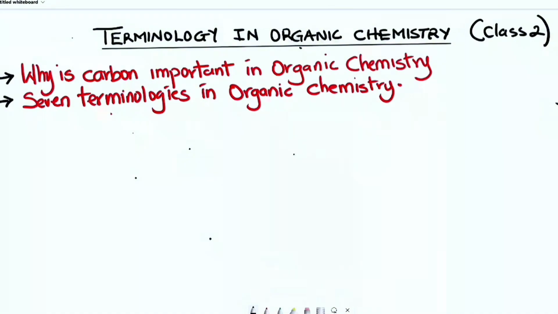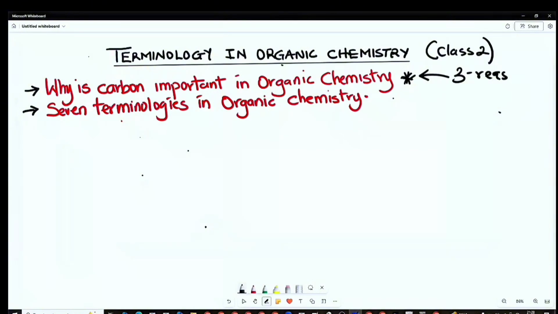On this class 2 we'll be looking at two important notes. First of all, we'll look at 3 reasons why carbon is important in organic chemistry. 3 solid reasons, right, as to why carbon is important in organic chemistry. Next, we're going to look at 7 terminologies in organic chemistry. These terminologies, if you have them, form the building block of our understanding of the concept of organic chemistry. So what are the 3 important reasons why carbon is very important in organic chemistry?